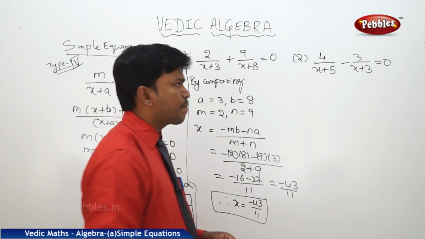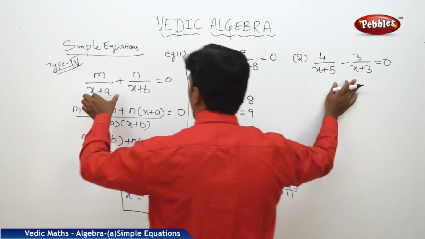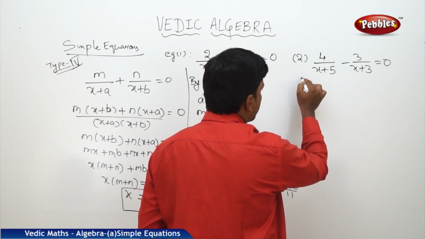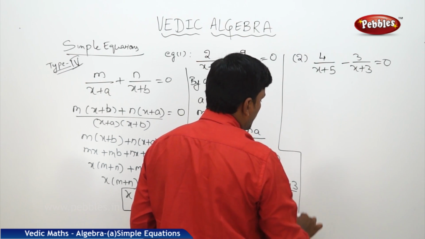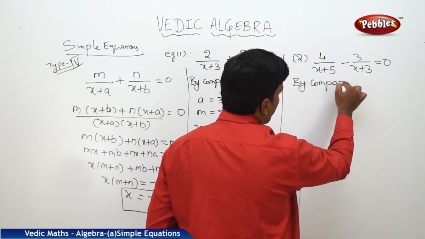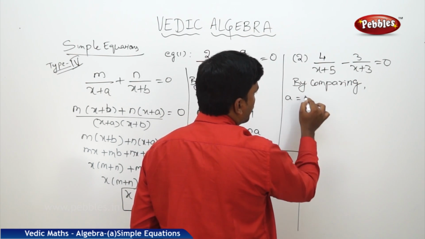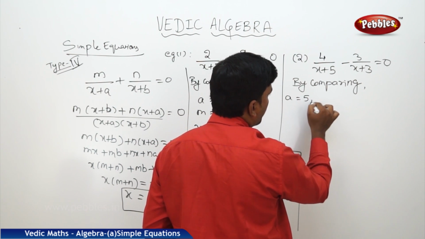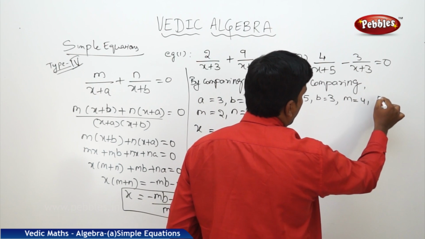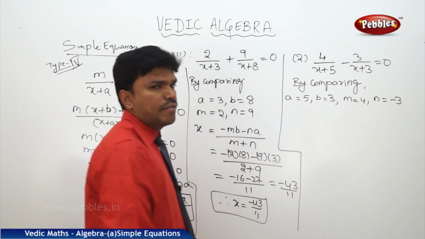Now resuming. If you observe, the second example is also of the form m by x plus a plus n by x plus b equal to 0. So what is our first step here? By comparing, what is the a value? A value is 5, b value is 3, m value is 4, and n value is minus 3.